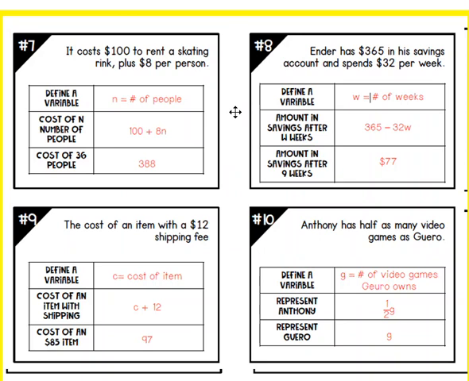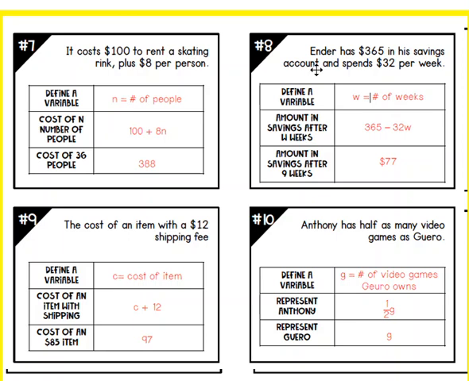For number 7, what we don't know is the number of people that are skating. So that's your variable, and then you can work from there to figure out the cost of n number of people. Well, it's $100 to rent the skating rink plus $8 a person. So 8 times the number of people. And if there's 36 people, well, now it's 100 plus 8 times 36, and we should end up here.